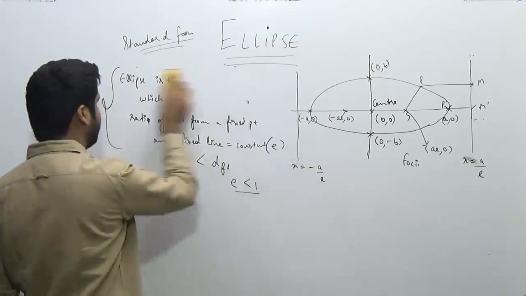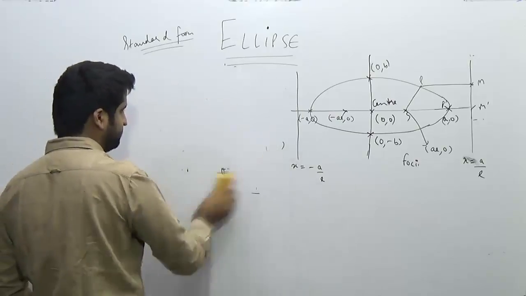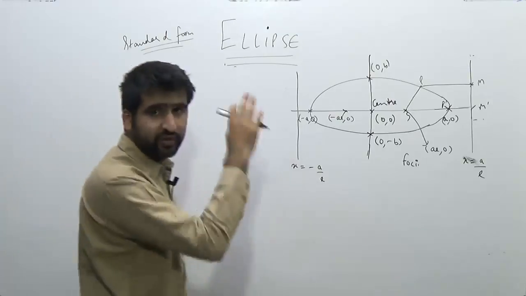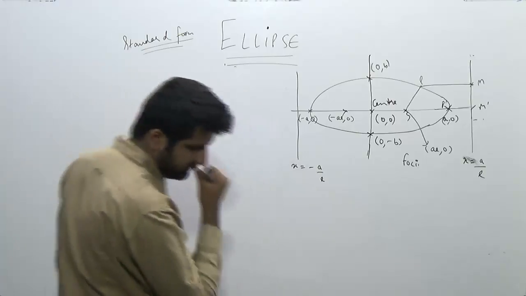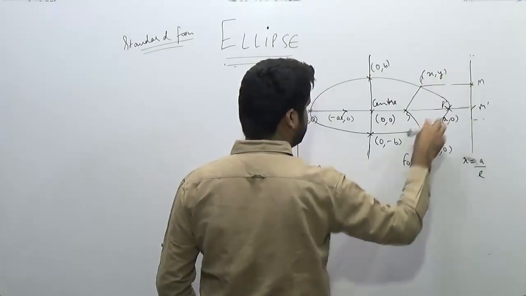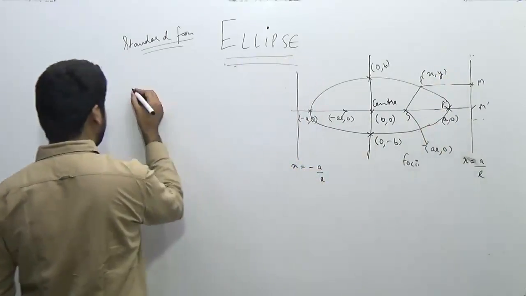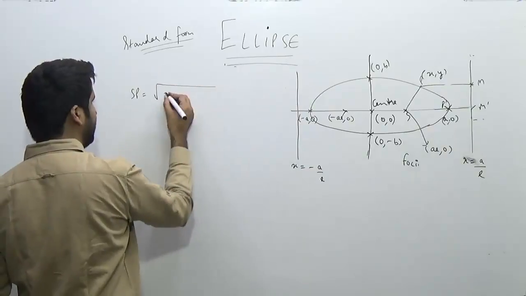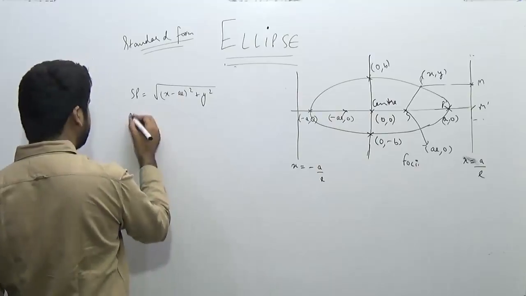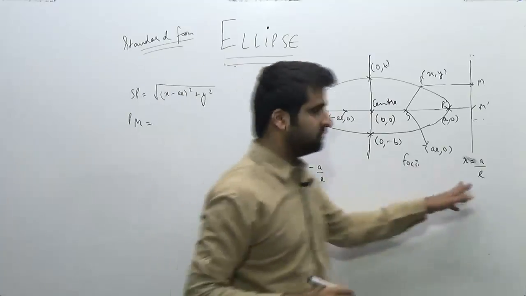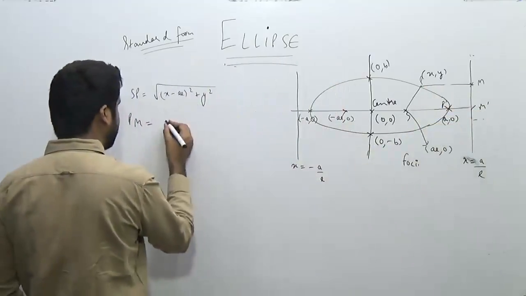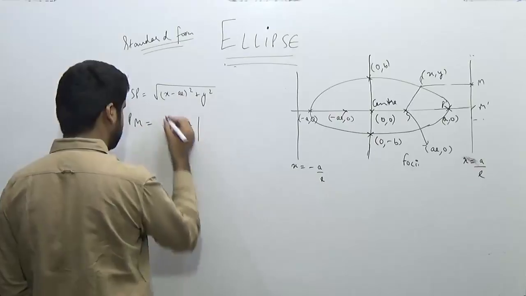So now let's try to derive the result. I will tell you the way we derive it, but I will not do the whole derivation here. I will just show you how it is done. Let's say this point is x comma y. I know this vertex, so SP will be equal to under root x minus AE square plus y square. Similarly, PM will be equal to, by applying the distance of a point from a line, x minus A upon E, right?